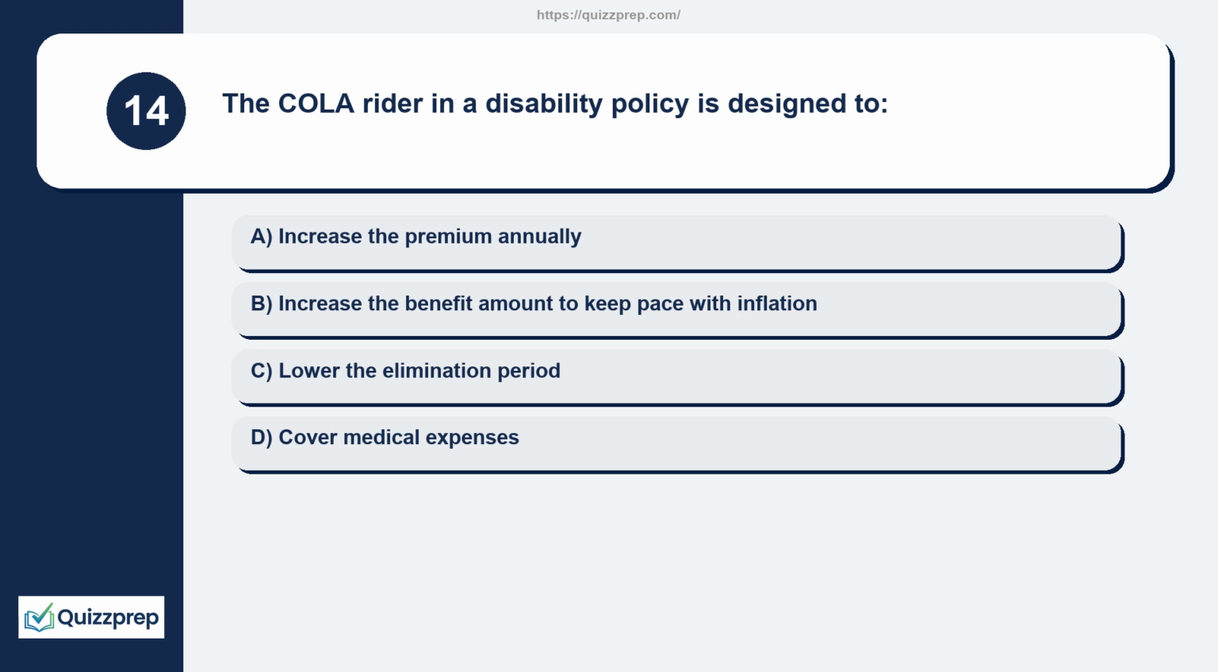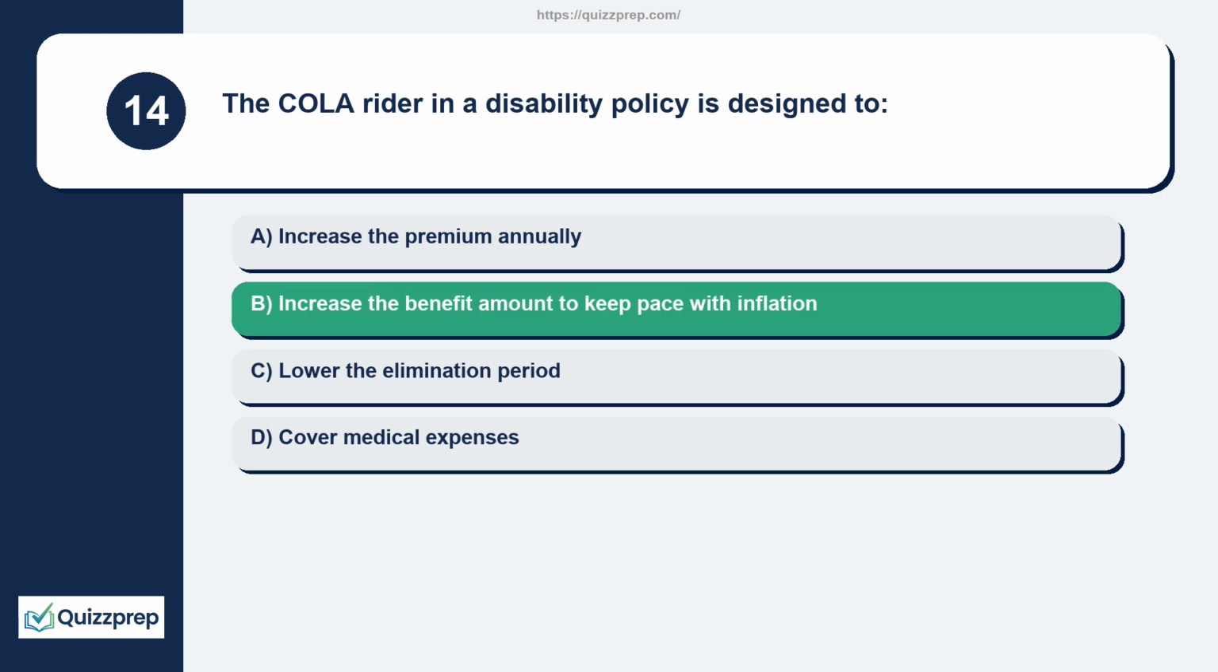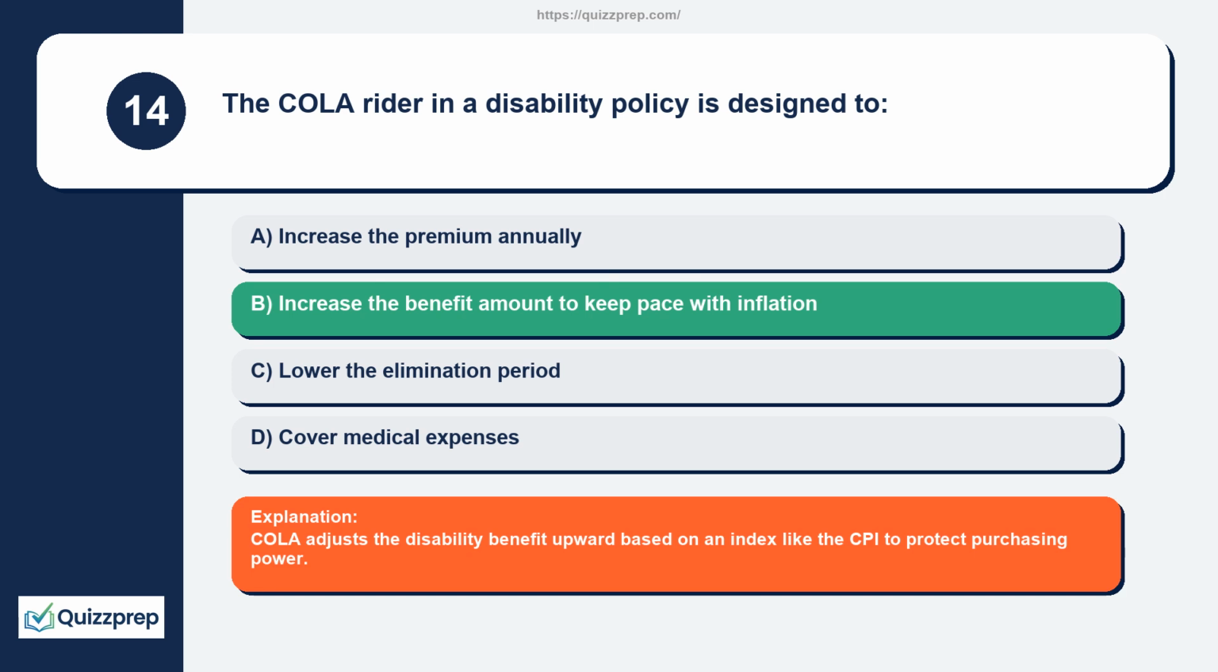Question 14. The COLA rider in a disability policy is designed to increase the premium annually, increase the benefit amount to keep pace with inflation, lower the elimination period, cover medical expenses. COLA adjusts the disability benefit upward based on an index like the CPI to protect purchasing power.